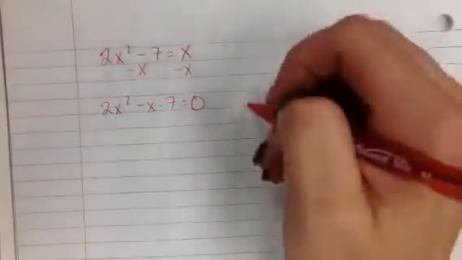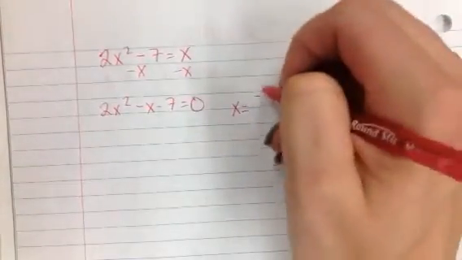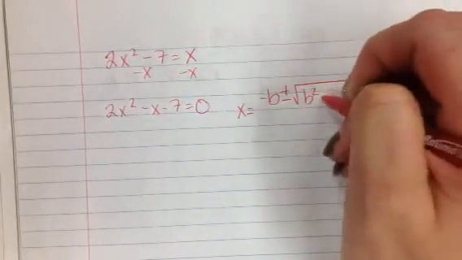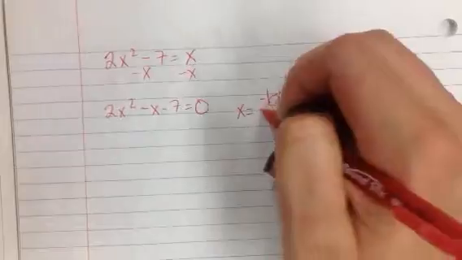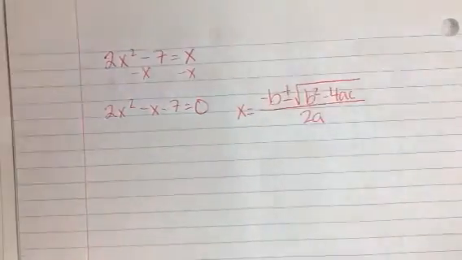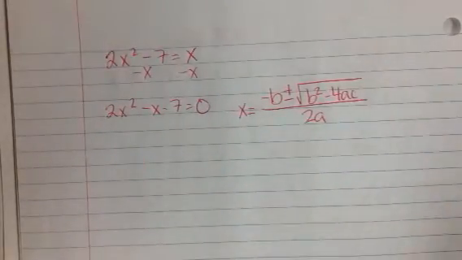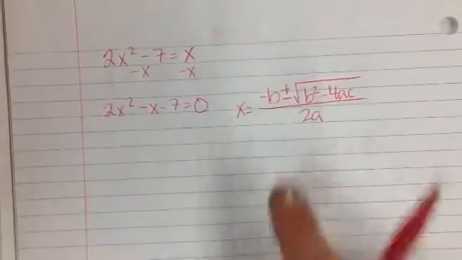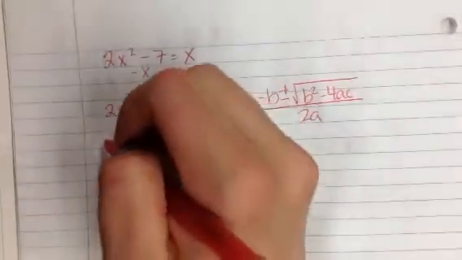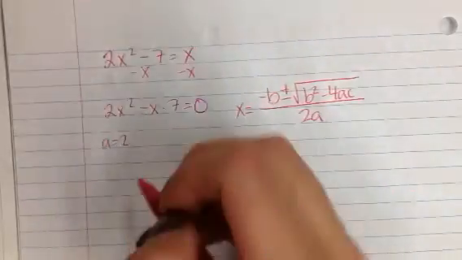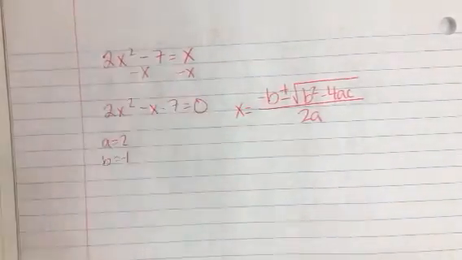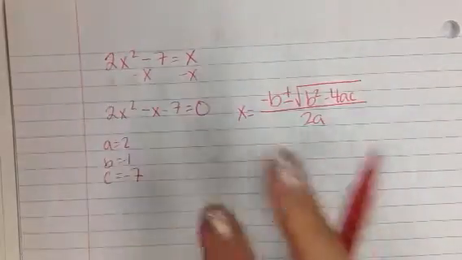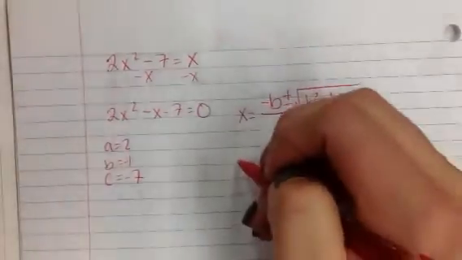Remember, the quadratic formula is x equals negative b plus or minus the square root of b squared minus 4ac, all over 2a. Doesn't matter if you sing the song, you say the little story, as long as you remember that. You will also be given this on your formula sheet. So now I know that a equals 2, b equals negative 1, and c equals negative 7. And I can plug those numbers into this equation.